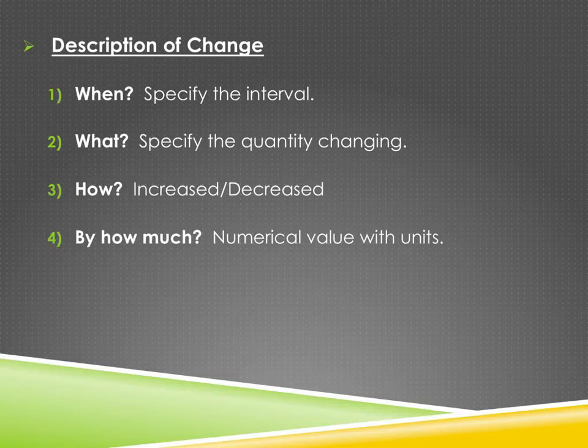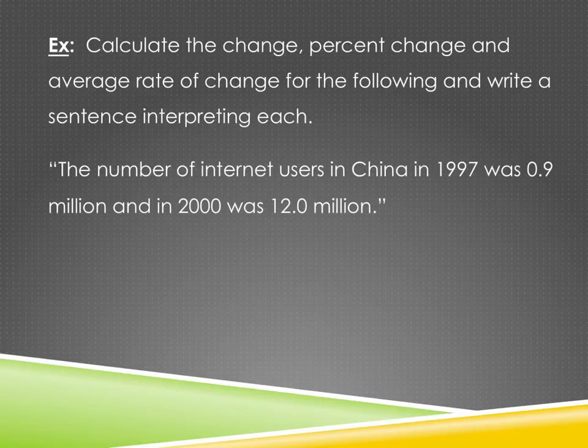All right, so we're going to take an example where we calculate all of the different types of change, which is change, percent change, and average rate of change. And then we're going to write a sentence interpreting each. Now, anytime your directions say in a sentence interpreting each, the sentences are almost identical. They're just going to change the by how much at the end, because that's where your actual calculation comes into play.